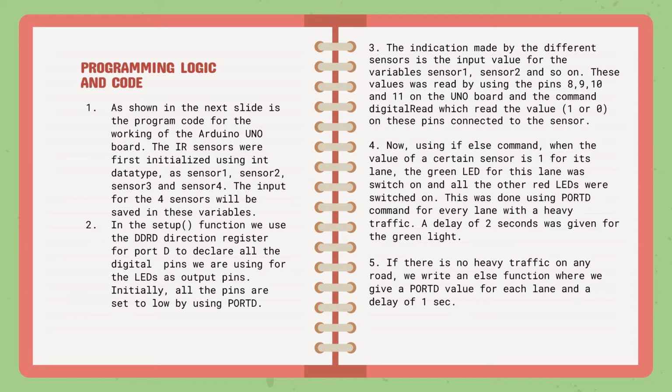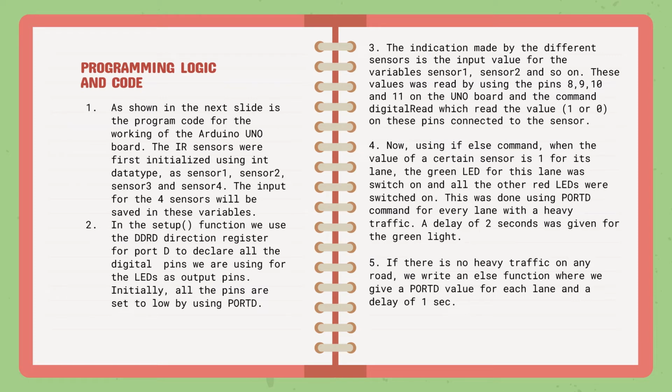Now using the if-else command, when the value of a certain sensor is 1 for its lane, the green LED for this lane is switched on and all other red LEDs are switched on as well. This was done using the port D command for every lane with heavy traffic. A delay of 2 seconds was given for the green light.